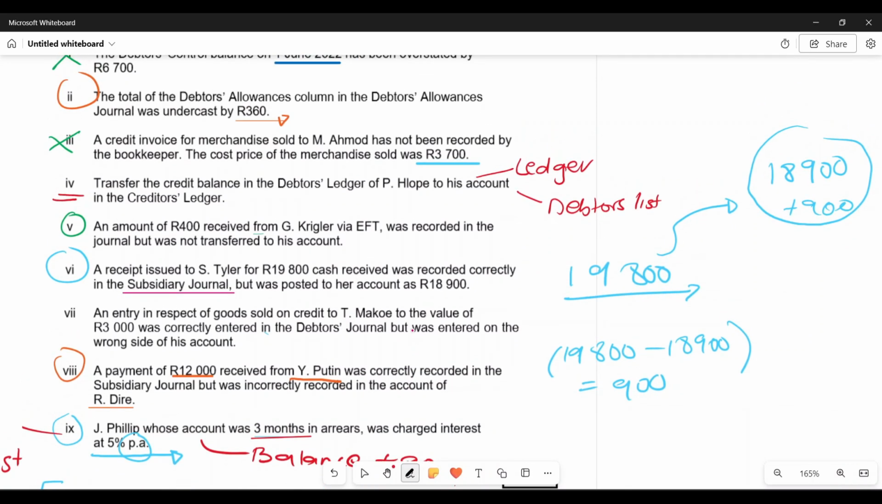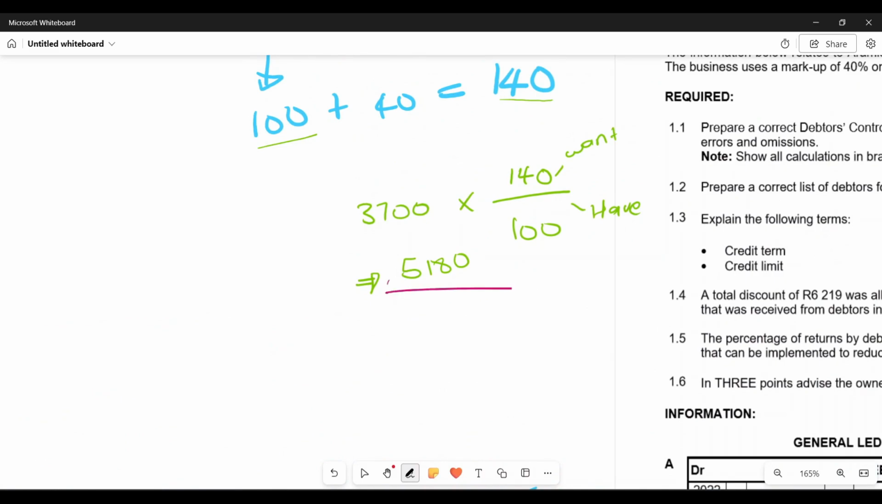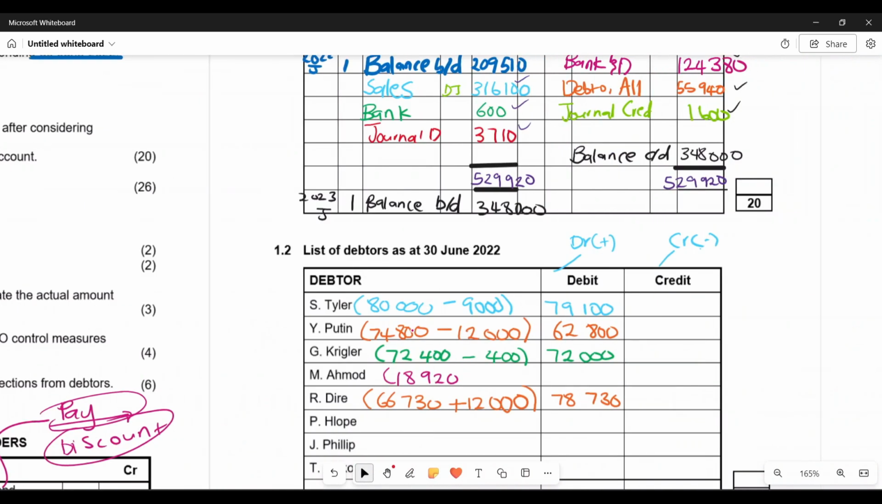Now, transaction two, a credit invoice for merchandise sold to M. Ahmad. So we sold to him on credit, and it has not been recorded by the bookkeeper, meaning that it was not recorded on the debtors control, of which we recognize it at the selling price, and it was not also recorded on the debtors list. Now, remember, the selling price of these goods, we've calculated to be 5,180, so I would need to add that amount, right?